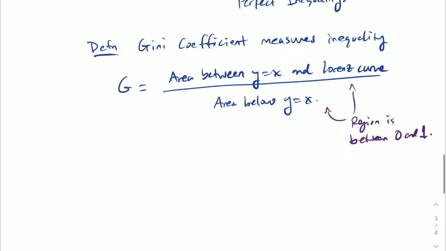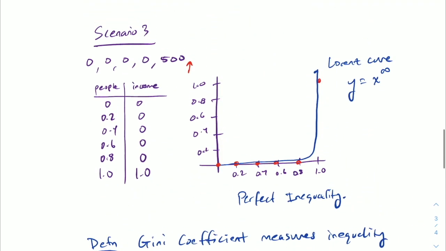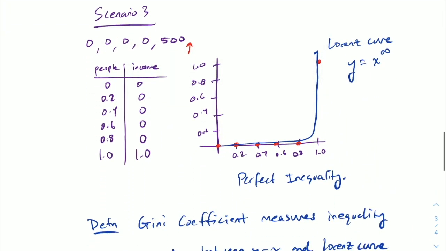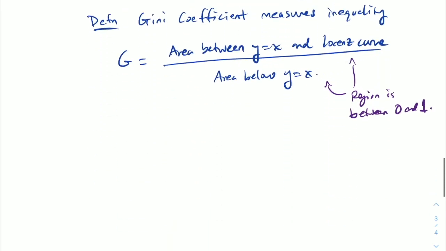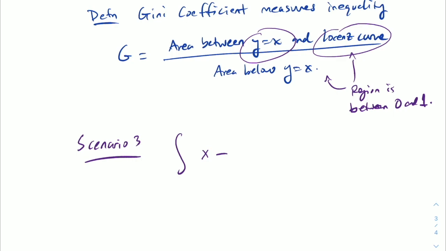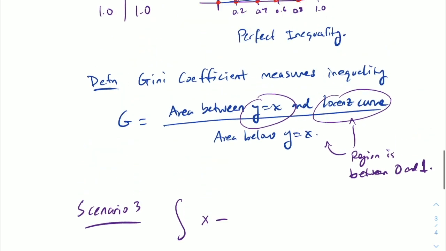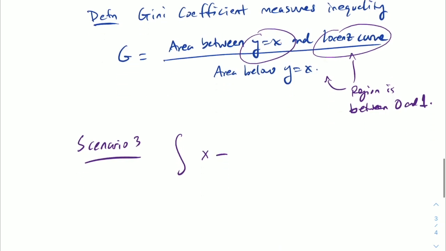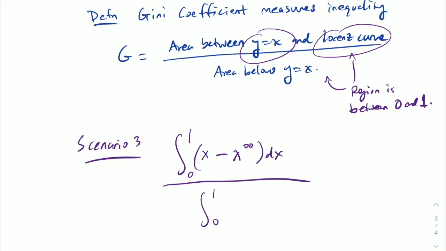All right, so let's now compute the Gini coefficient for each of these scenarios. We'll start with this last scenario, so scenario 3. We want to integrate. The upper bound is this y equals x, so x minus, and then the Lorenz curve is second, it's the lower bound. And in scenario 3, that was x to the infinity. And the denominator is the area below y equals x, so that's the integral from 0 to 1 of just x.